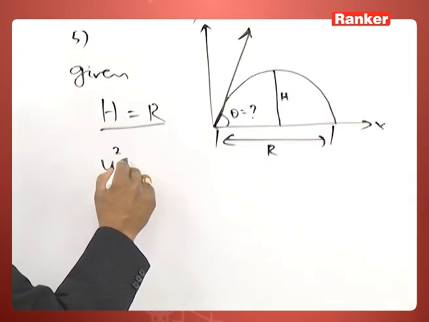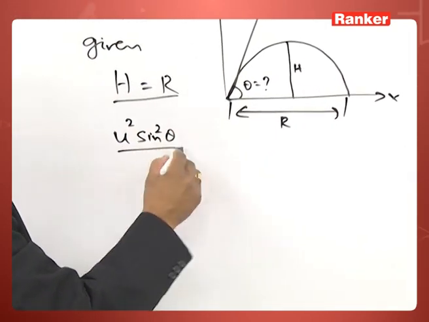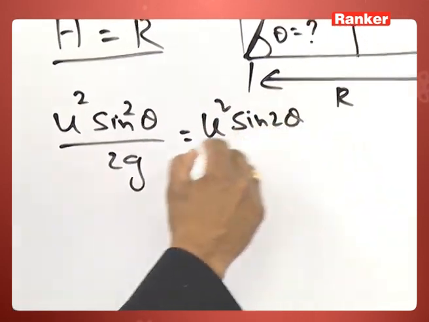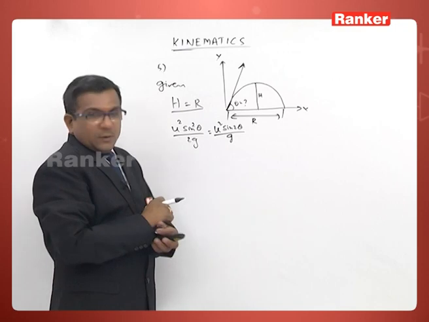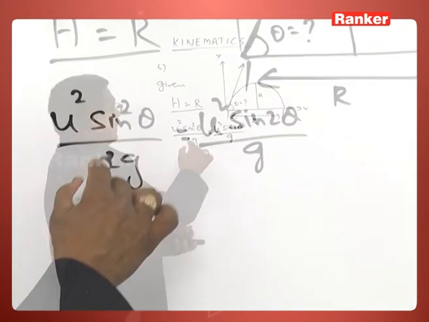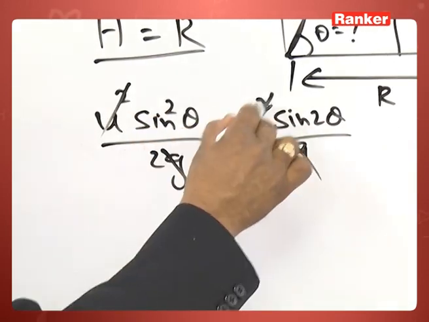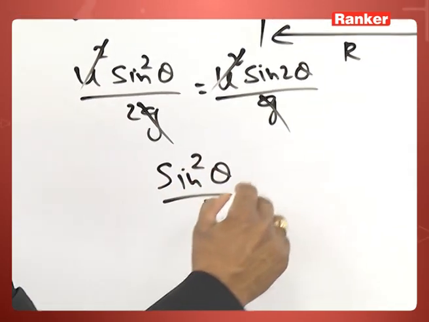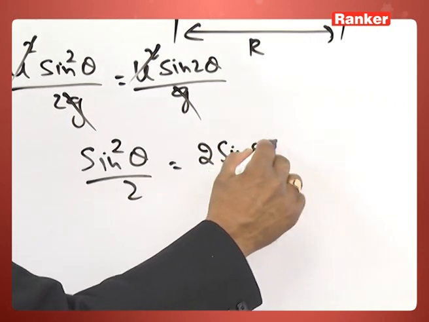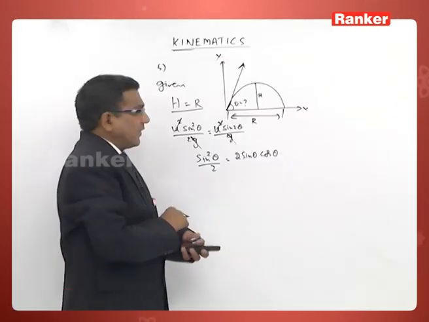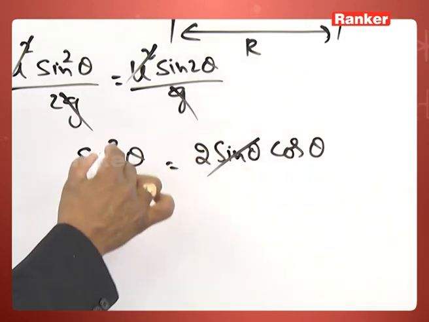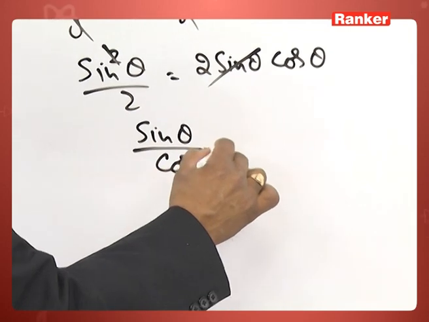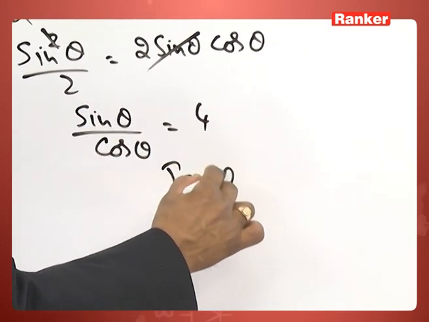Let us recollect. Height is u square sin square theta by 2g. What is range? u square sin 2 theta by g. Simply if you calculate, g on both sides gets cancelled, u square on both sides gets cancelled. This I can write: sin square theta by 2 is equal to sin 2 theta, you know, 2 sin theta cos theta. Simplify, you will get the answer. Here sin and square gets cancelled. If you take cos to this side, sin theta by cos theta is 4, tan theta is equal to 4.